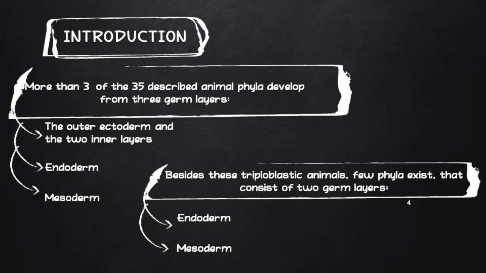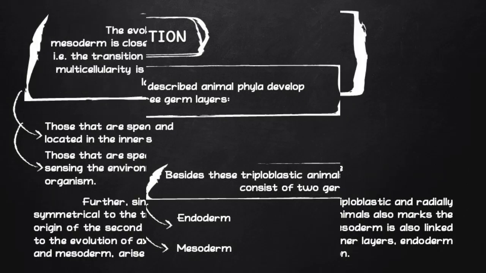Next, we move to the introduction. More than 30 of the 35 described animal phyla develop from 3 germ layers, the outer ectoderm and the 2 inner layers, endoderm and mesoderm. Besides these triploblastic animals, a few phyla exist that consist of 2 germ layers, endoderm and ectoderm only.